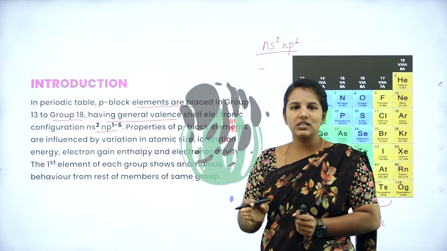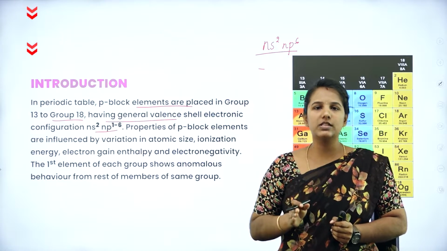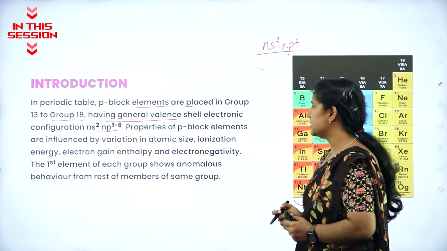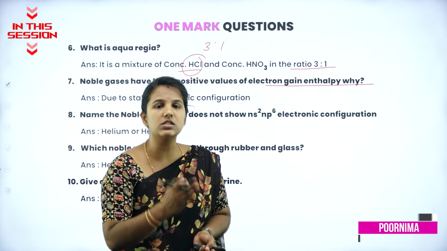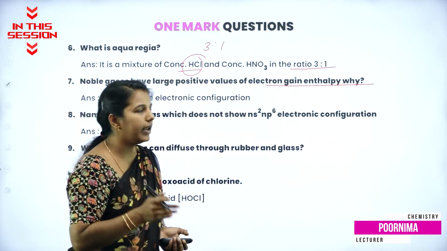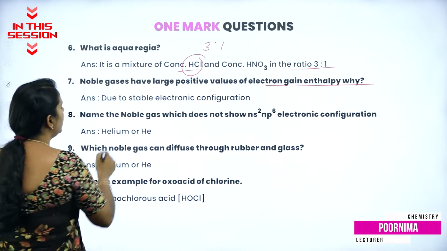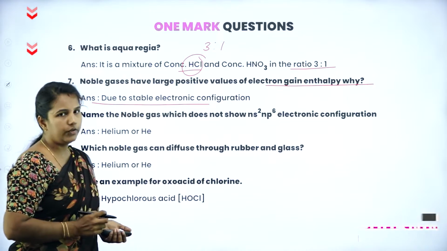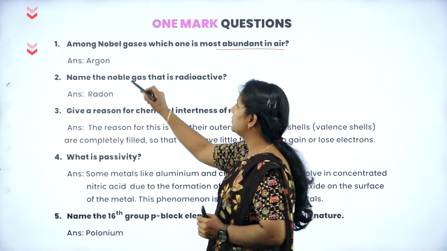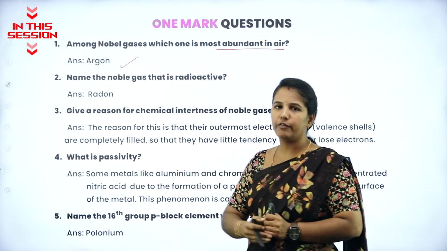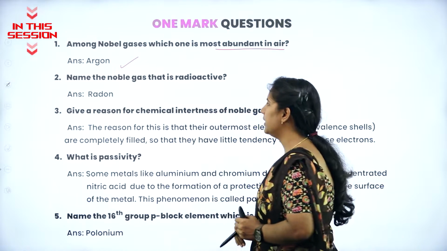Last electrons are entered to the p orbital, hence it is known as what? P-block elements. From showing the negative values, it shows a positive value because it's already completed, having a stable electronic configuration. So argon is the only noble gas which is abundantly found in the air compared to other noble gases.